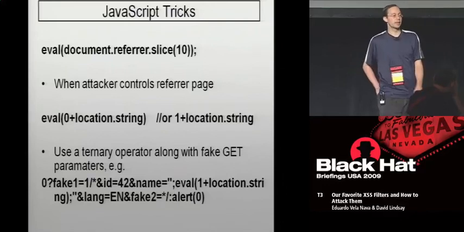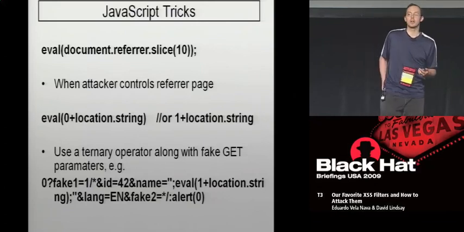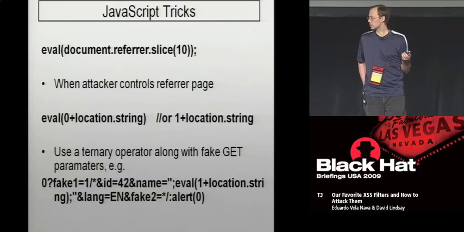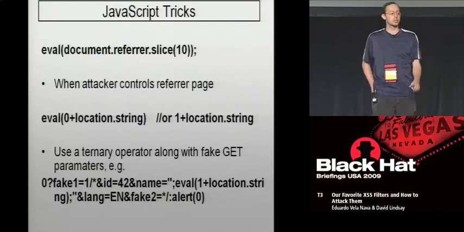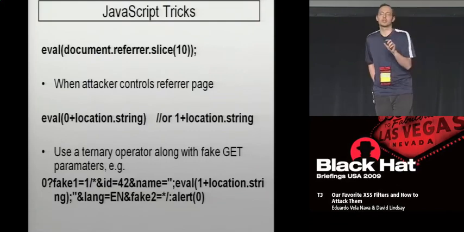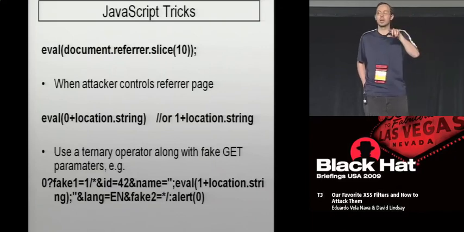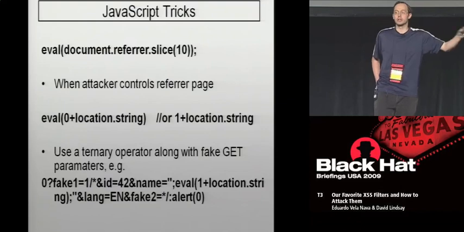The next one, the eval, uses location.string. Well, actually, this is a typo. This is supposed to be location.search, right? Yeah, I typed this up wrong. It's supposed to be location.search. I'll fix that. So location.search refers to the part of the URL after where all the GET parameters come, basically. It starts with a question mark, and then you have name equals value, ampersand, name equals value, and so on.